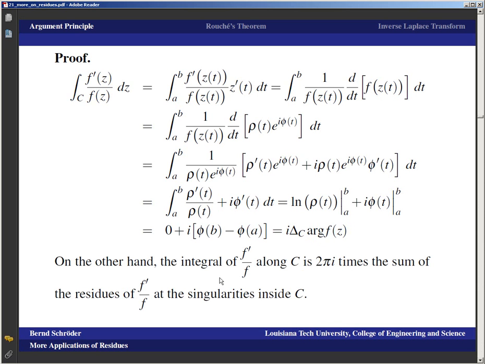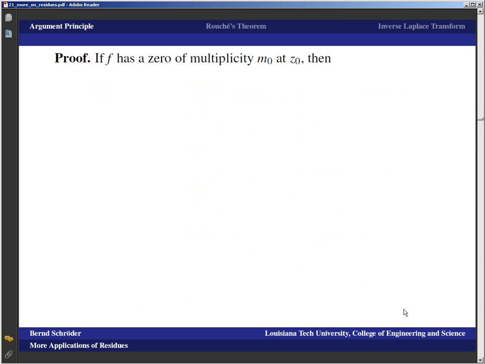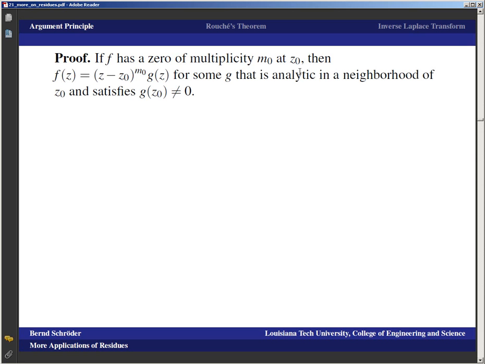And on the other hand, the integral of f prime over f along c is 2 pi i times the sum of the residues of f prime over f at the singularities inside c. And we're just going to compute those residues now. So if f has a 0 of multiplicity m0 at the point z0, well, then f of z is, as we know, z minus z0 to the m0 times g of z for some g that is analytic in the neighborhood of z0 and which satisfies that g of z0 is not equal to 0.